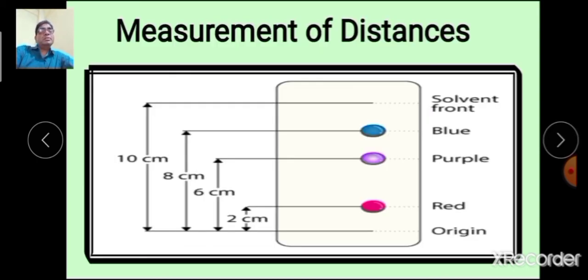Now, when components are separated, the distances are measured from the baseline, that is, the line of application, the origin line. This component has traveled 2 centimeters, this has traveled 6 centimeters, this has traveled 8 centimeters, and the solvent front has traveled up to 10 centimeters.